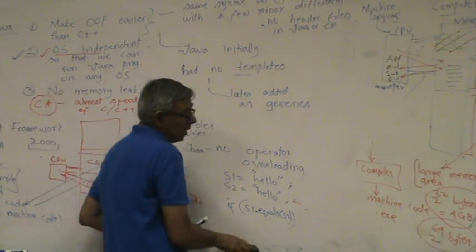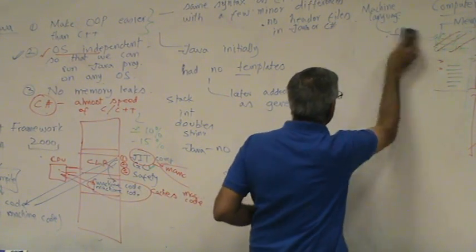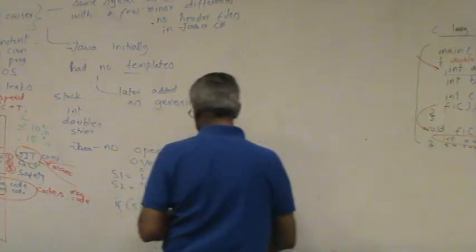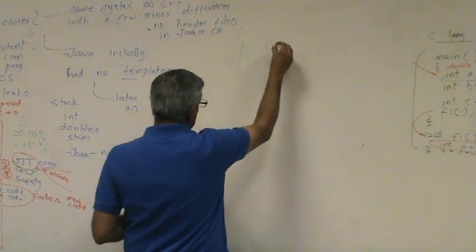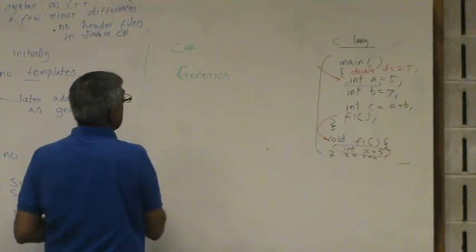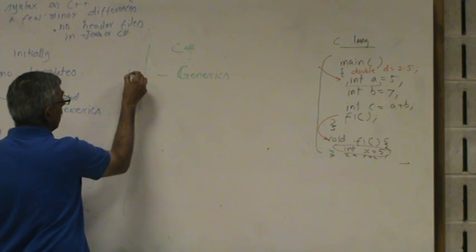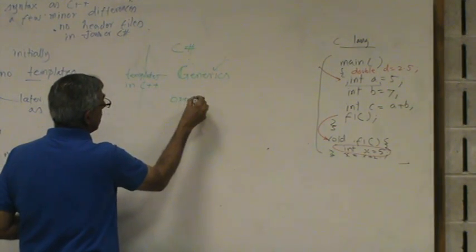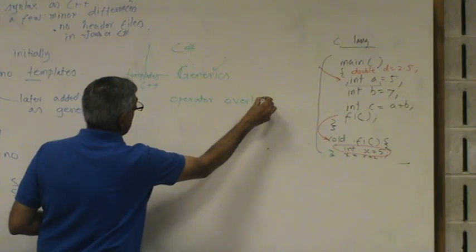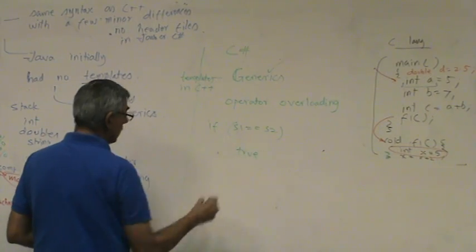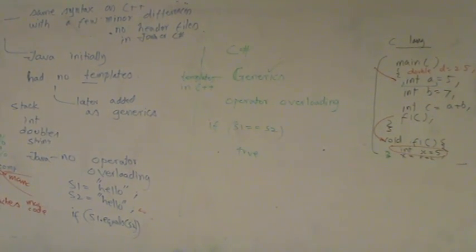However, now coming to C#, let's compare it to C#. C# has what are called generics, slightly more powerful than Java, which is again the equivalent of templates in C++. C# does have operator overloading. So meaning, in the same example that I gave you, in C# you will write s1 equal to s2, and it will return true if both of them contain the same data, okay?